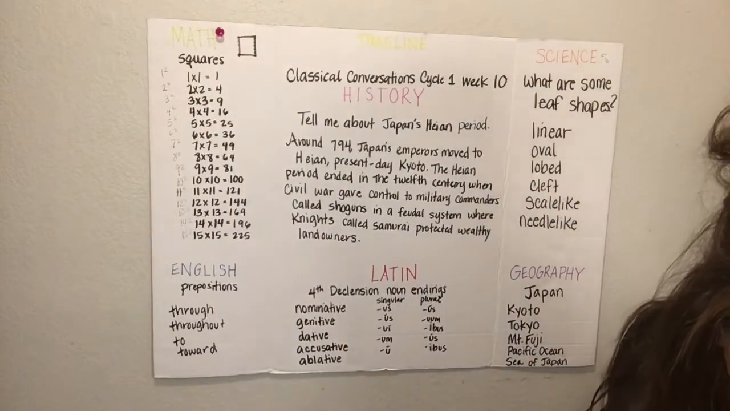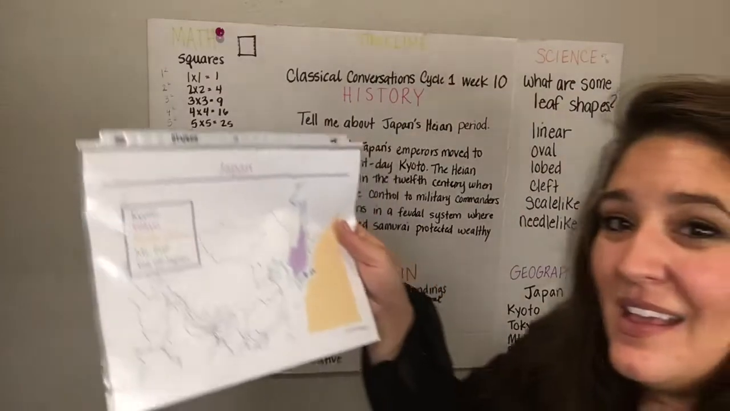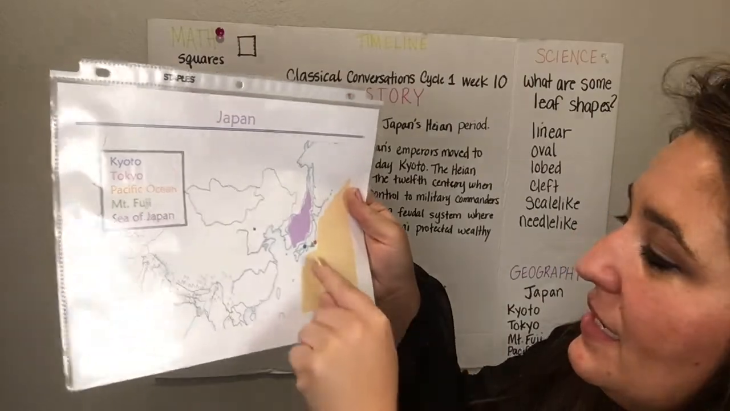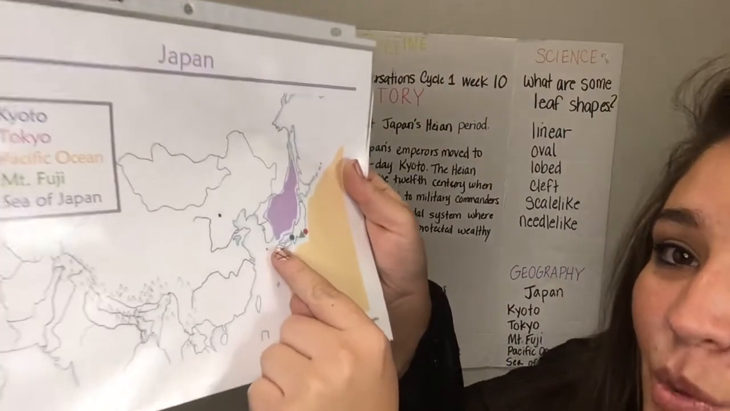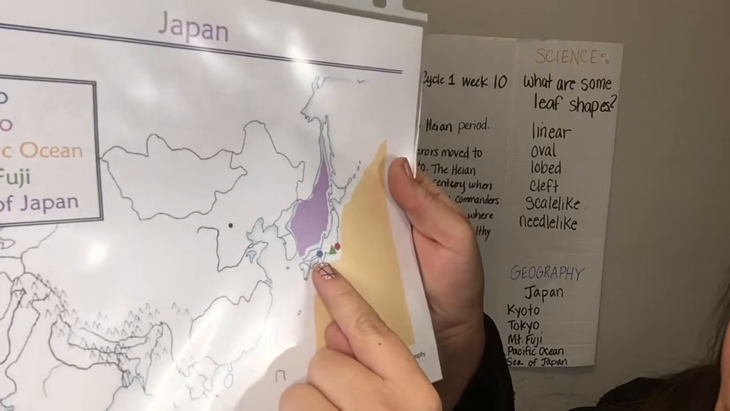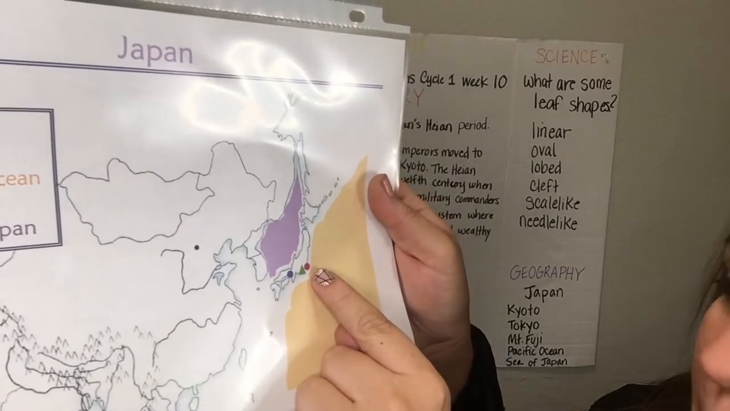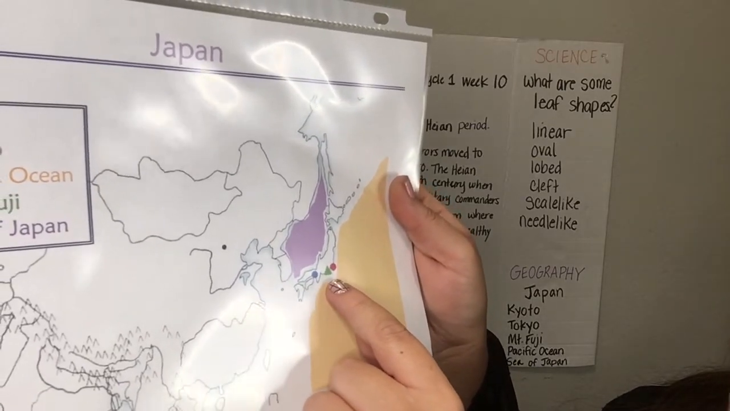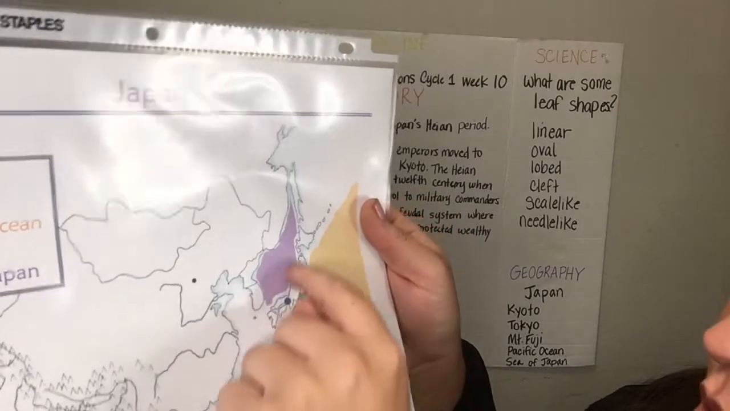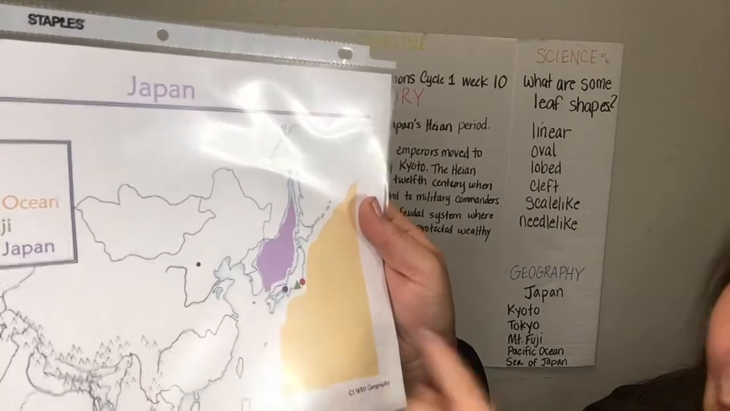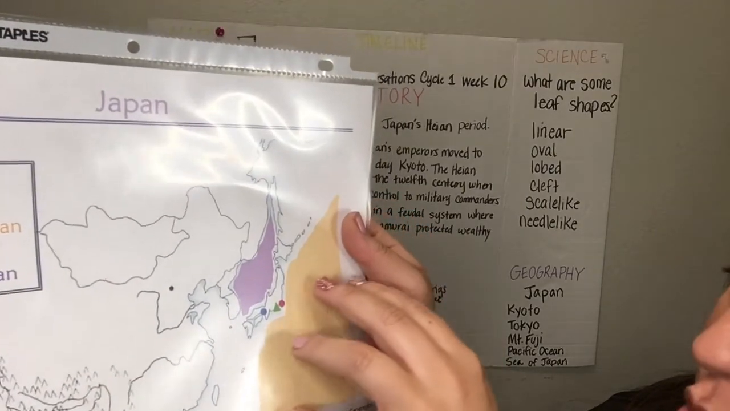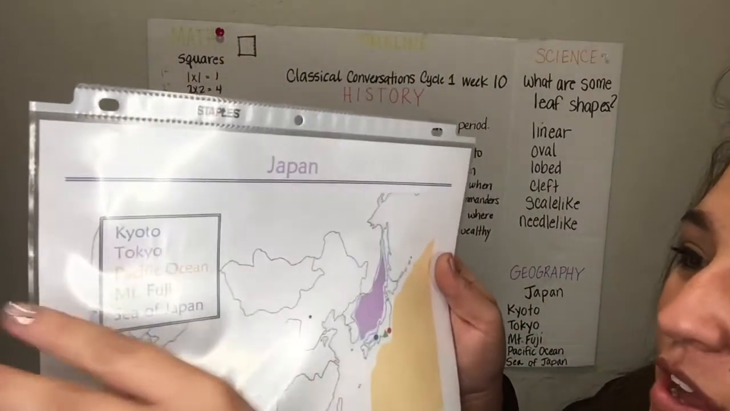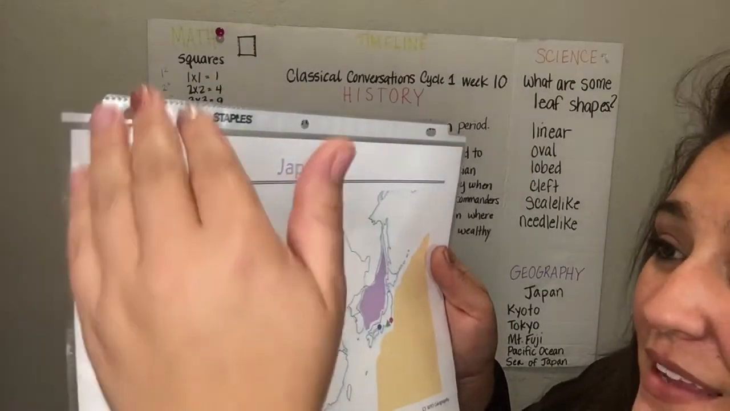Geography, we are going to do Japan. Let me show you about Japan. We have Kyoto is the blue dot, okay? And then we have Tokyo is the red dot. And then the green little triangle, that's the mountain called Mount Fuji. And then this part right here is the Sea of Japan. And we talked about how large the Pacific Ocean is. It wraps around and it goes all the way to the other side of America on like California.